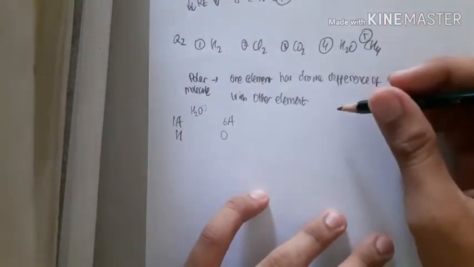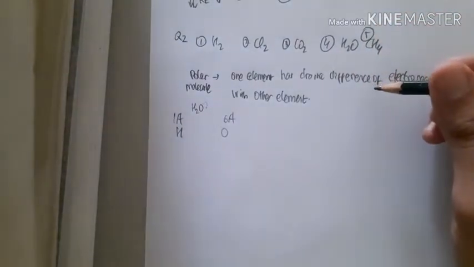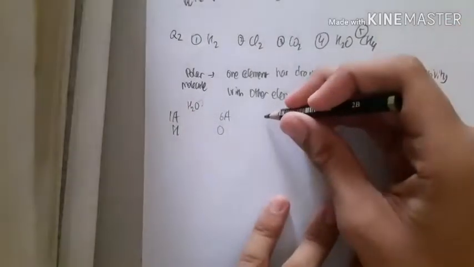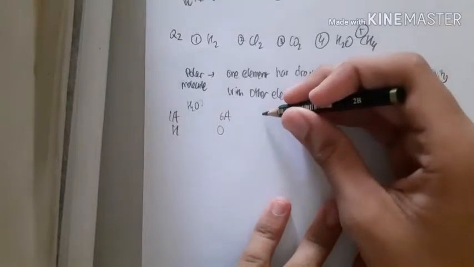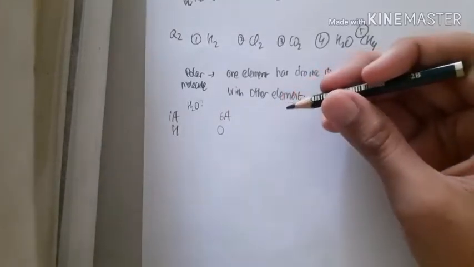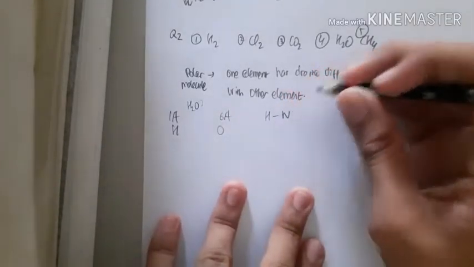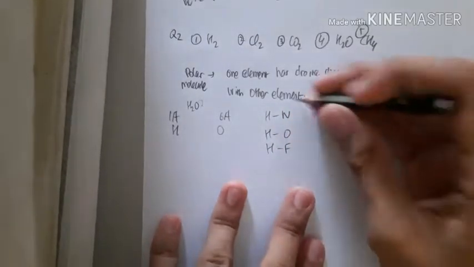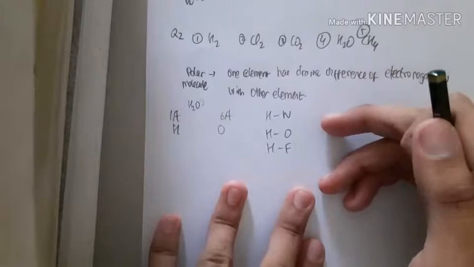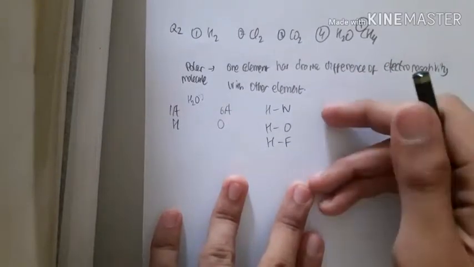Okay, so the molecules that are usually polar are those with hydrogen bonding, but the hydrogen must be bound to these elements: N, O, or F. This one must be a polar molecule, and they are called hydrogen bonding.